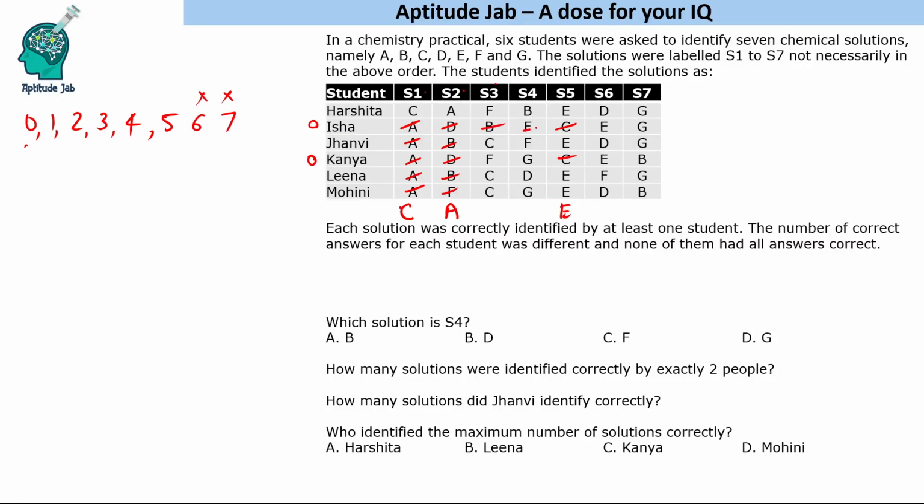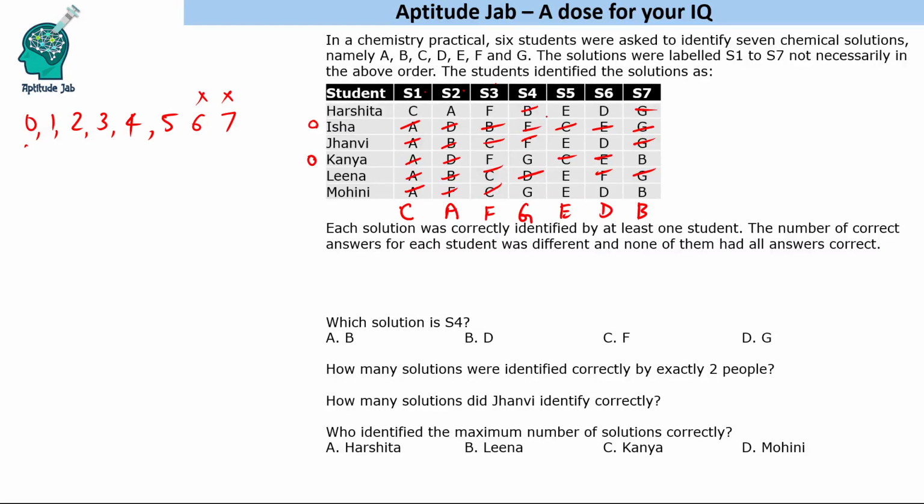So Isha gets a 0, all these will be incorrect. Okay, so this means this solution is B because Isha got it wrong. This has to be B. And then this is obviously F. Okay, this is F. This has to be G or D. And E and F gone. So this is D and this is G.